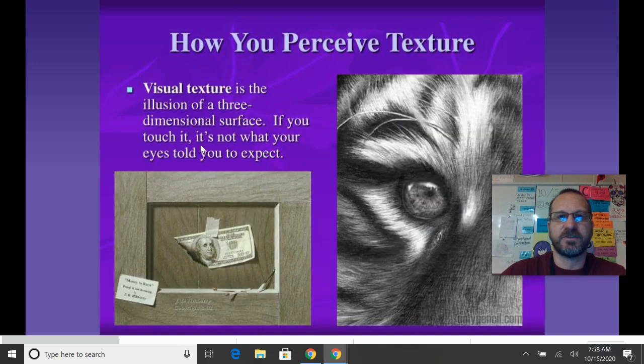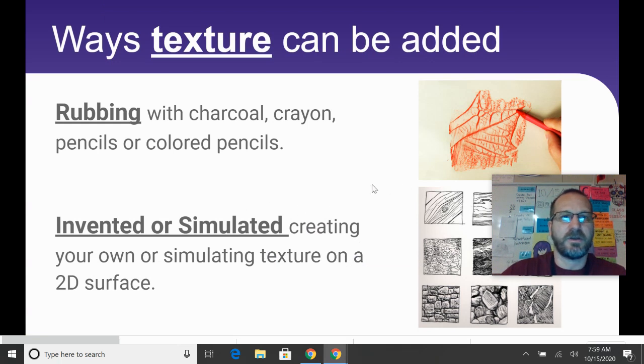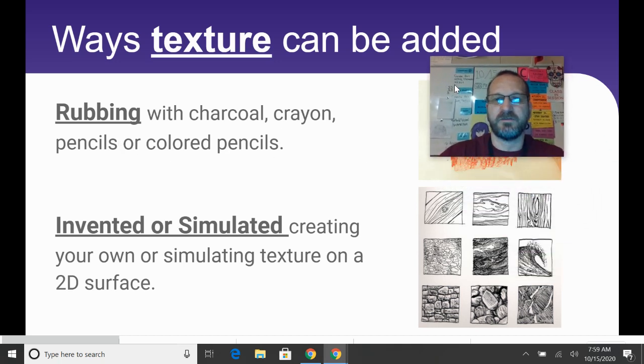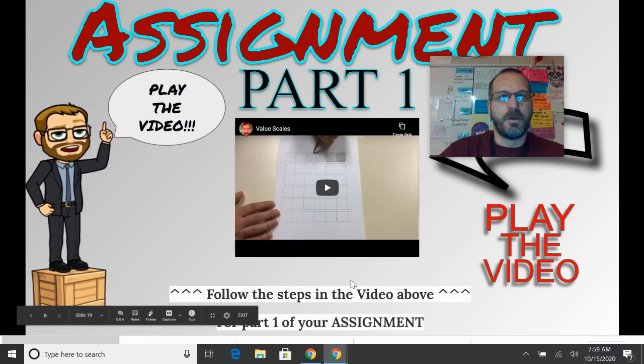All right, so visual texture is the illusion of a 3-dimensional surface. How you perceive texture is the way that you think it looks or feels. All right, and here are ways that you can create texture: rubbing with charcoal, crayons, or colored pencils, like in the example right here. And then invented or simulated, creating your own or simulating texture on a 2-dimensional surface. Here are some examples right here.